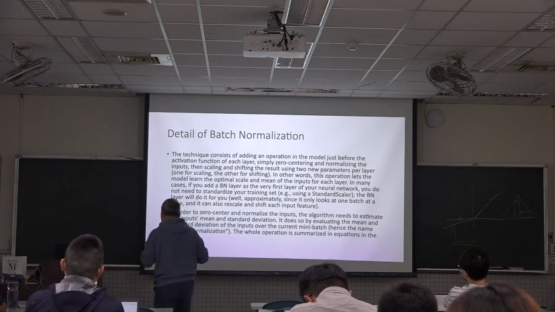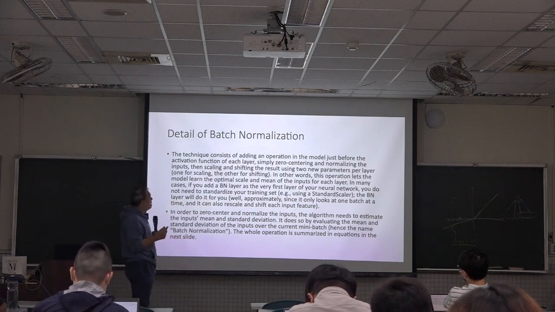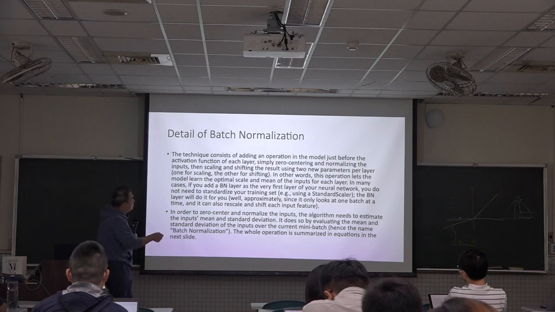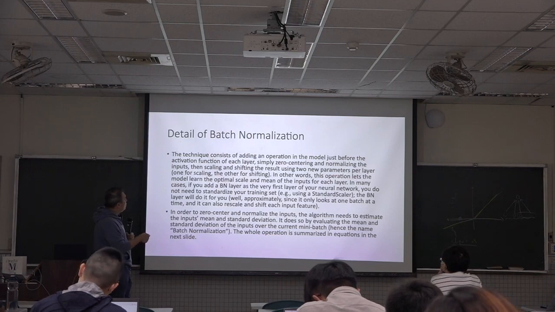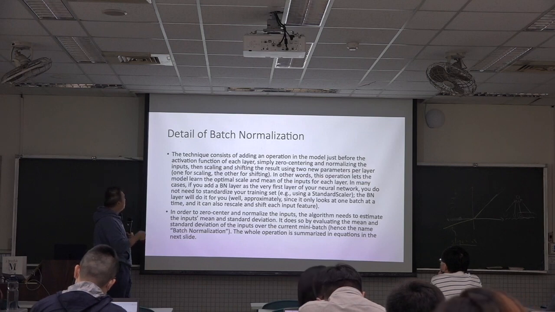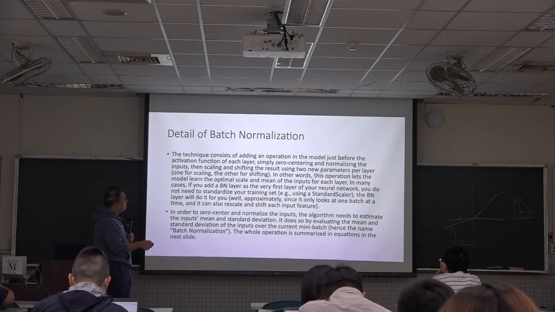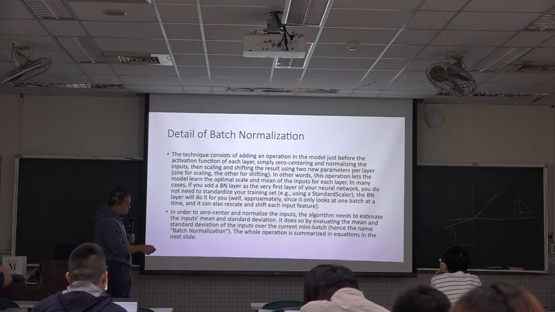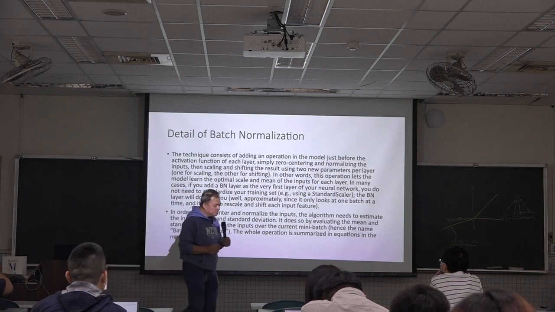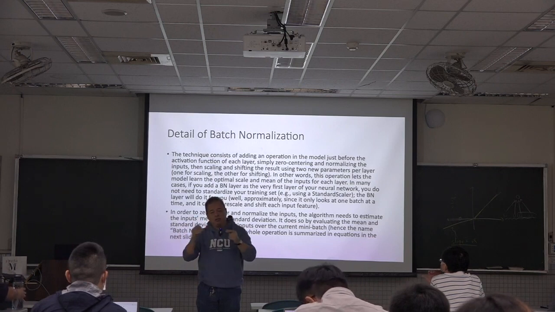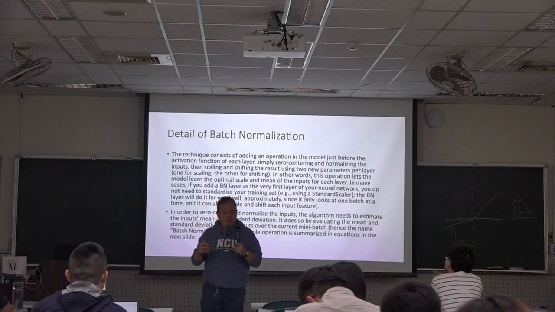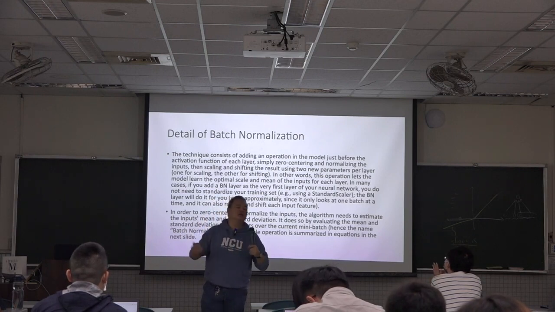Then we introduce two additional parameters, called scaling and shifting. We scale and shift the result using two new parameters per layer, one for scaling, one for shifting. In other words, this operation lets the model learn the optimal scale and mean of the input for each layer. It first pulls back to make sure that for each batch the variance doesn't grow bigger and bigger.